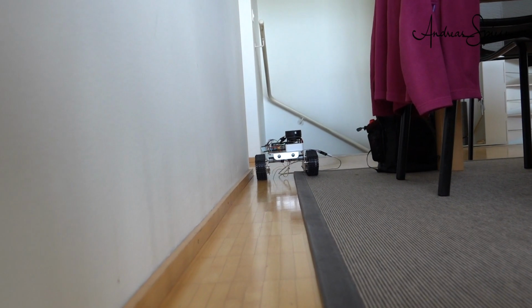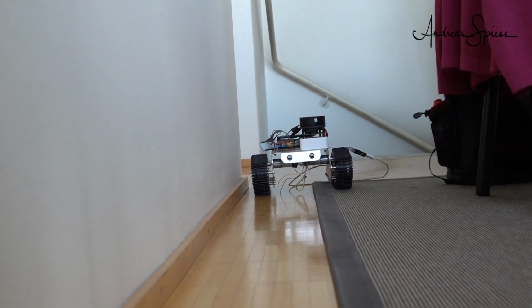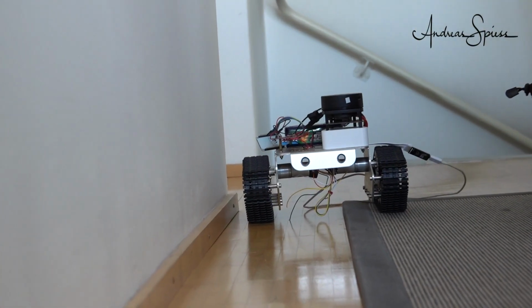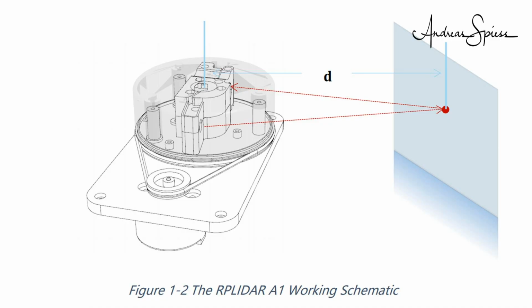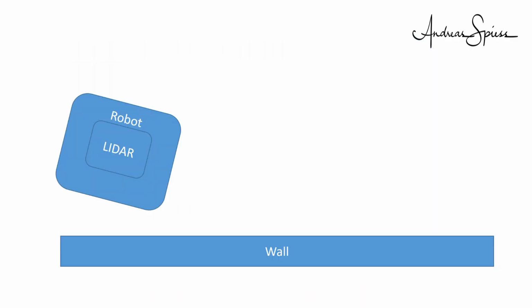Maybe the room is long and your robot drives in parallel to a wall. Fixed LIDARs or ultrasonic sensors would not detect this wall. Why is that? Because both need a reflected signal to measure distance. A wall reflects the beam in another direction, not back to the receiver, and is therefore not detectable.